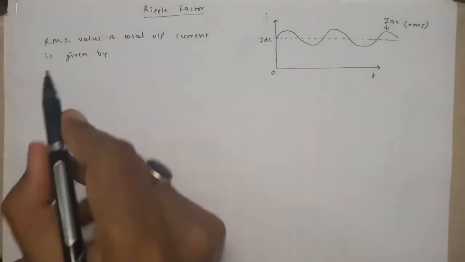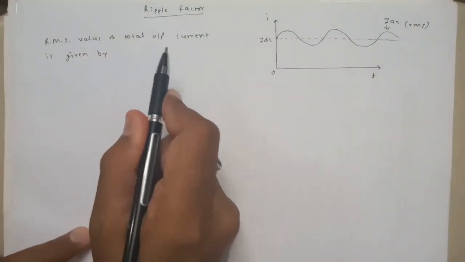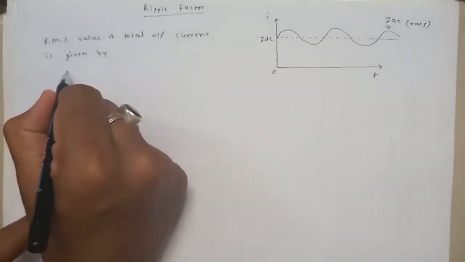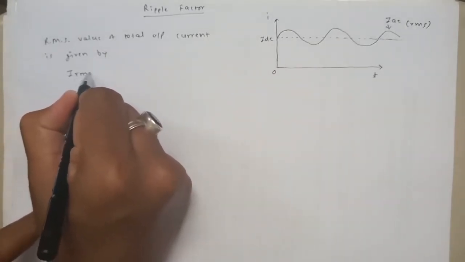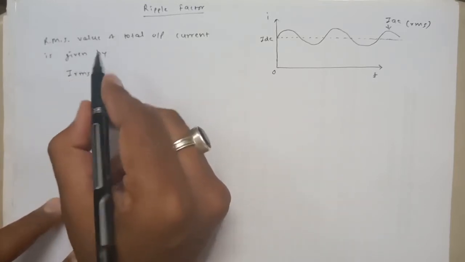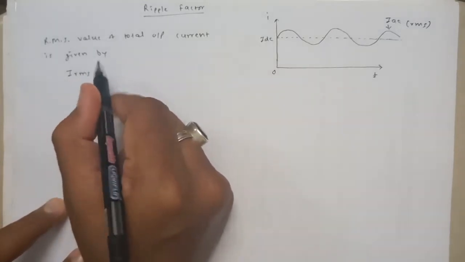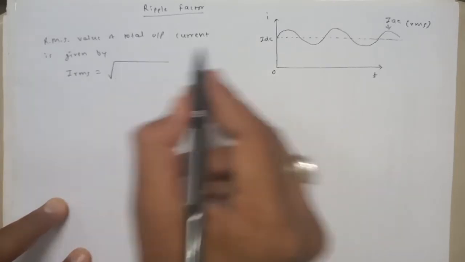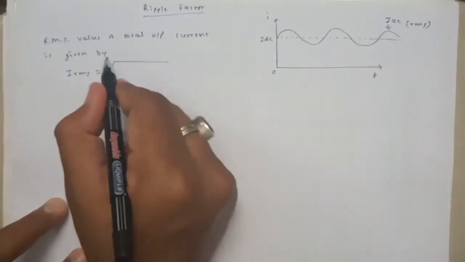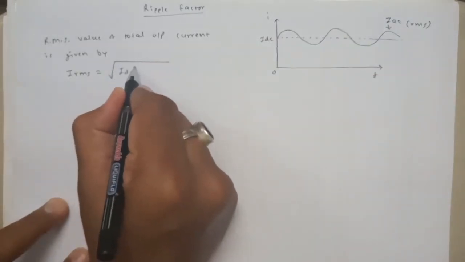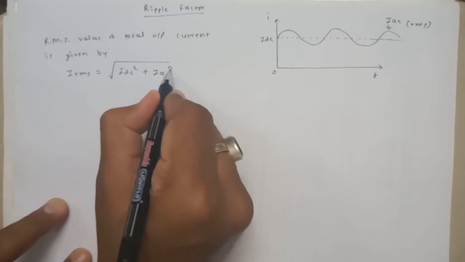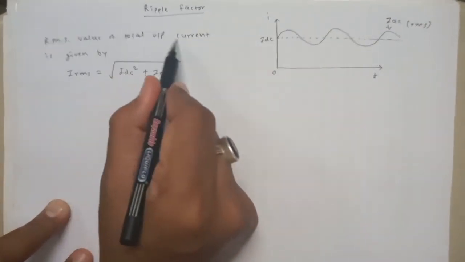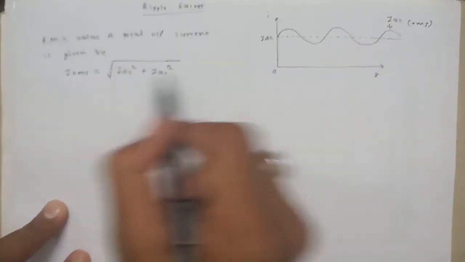In this case the RMS value of the total output current is given by the equation of IRMS. IRMS is equal to, as RMS means root mean square, it is a root, and then we consider the DC as well as the AC and their squares, so it is IRMS equals the square root of IDC square plus IAC square. So this is the equation for IRMS. That is what I have written: the RMS value of the total output current.